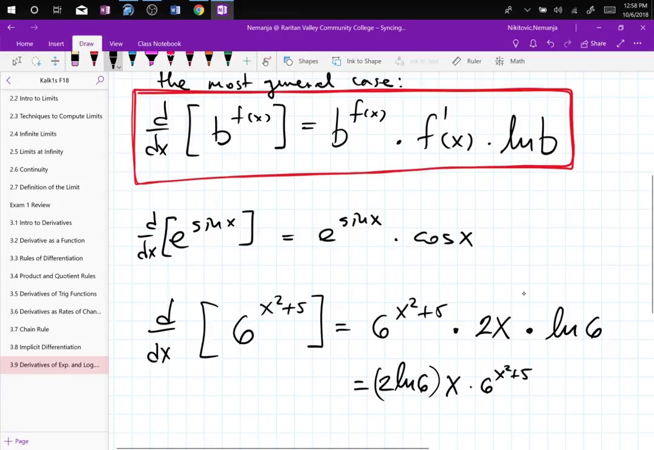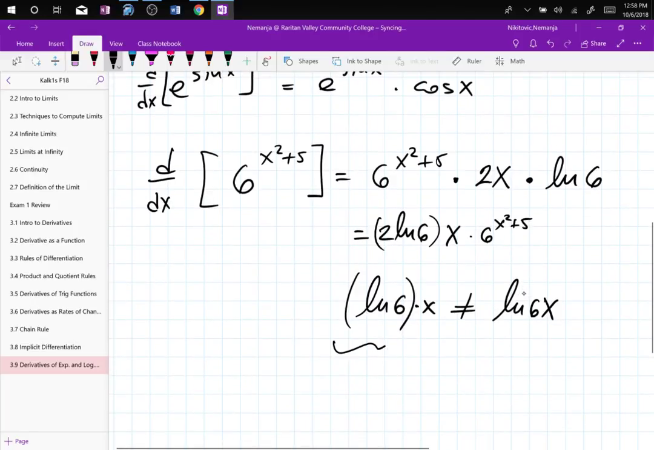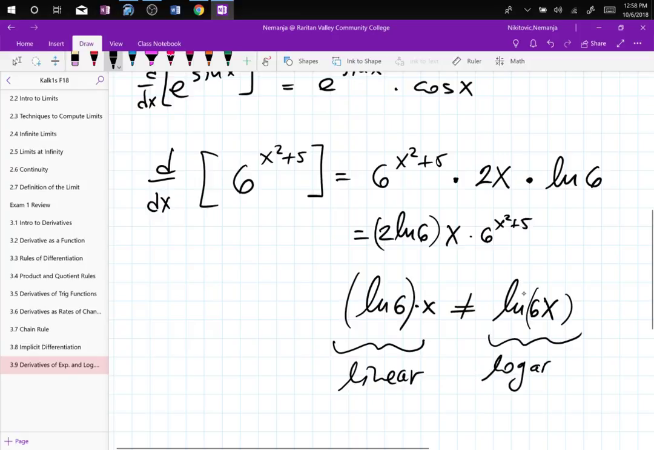Note that I put the parentheses for 2 ln 6. I just wanted to make sure that that 6 is separated from x, so it doesn't look like it's a ln 6x. ln 6 times x is different than ln 6x. It's the same thing, right? Well, no, this is linear, and this is logarithmic. They are not the same.